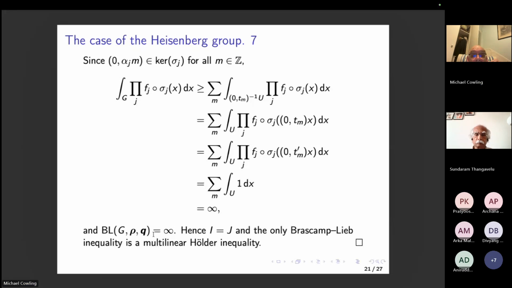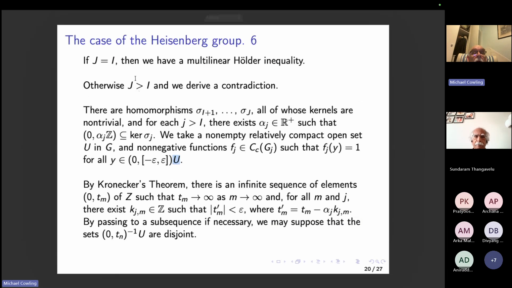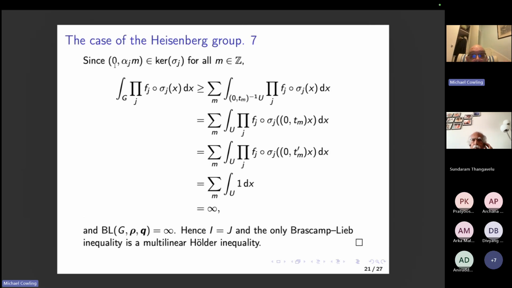So that means that we can't have this part where j is bigger than I. So we get back to the case where j is equal to I, and we have a multilinear Hölder inequality. So this is a way in which we can prove that the only possible inequality is a Hölder inequality.